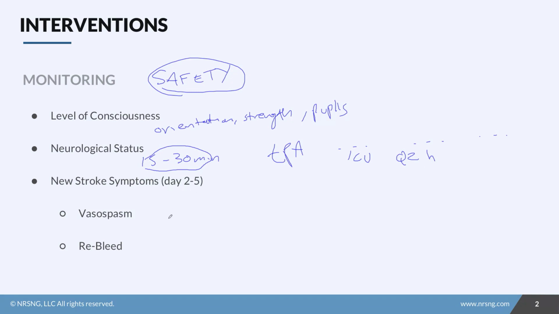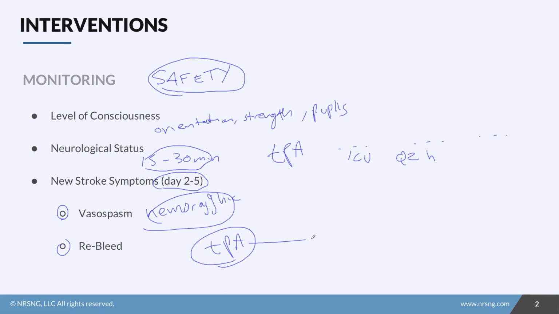Now, if a patient has vasospasms or rebleeds, we're going to start to see new stroke symptoms. That's going to happen generally like 2 to 5 days after a hemorrhagic stroke. If we have a patient who's gotten TPA, what we're also looking for is that TPA patients can convert and end up having a hemorrhagic stroke as well. So we're really watching these patients very closely. You really got to keep a close eye on these stroke patients.